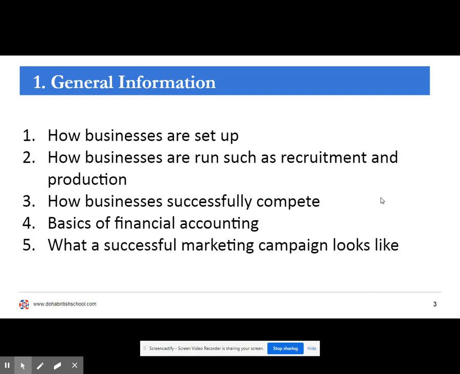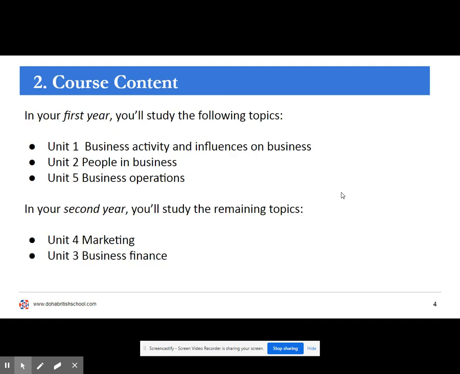General information. So throughout the course, you might look at things like how businesses are set up, how businesses are run, such as recruitment and production, how businesses successfully compete, the basics of financial accounting, and what a successful marketing campaign looks like.